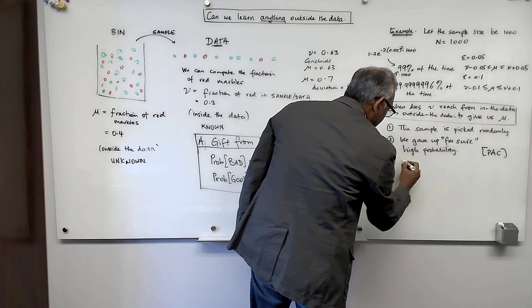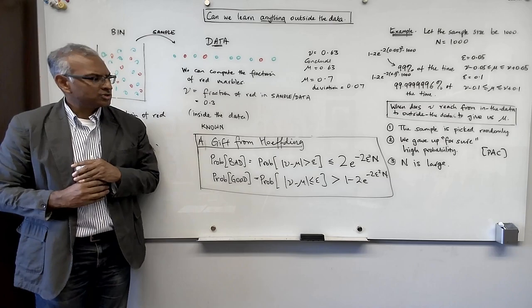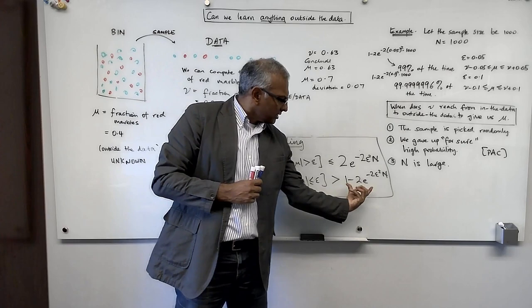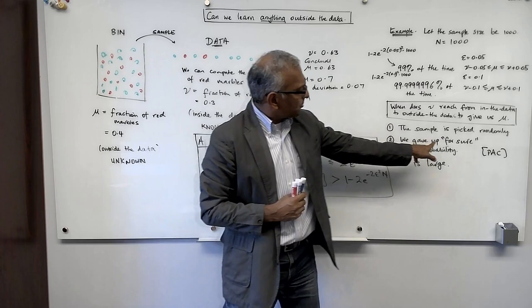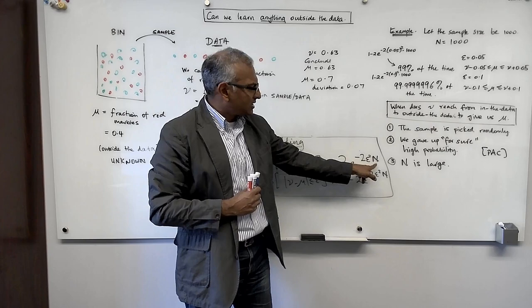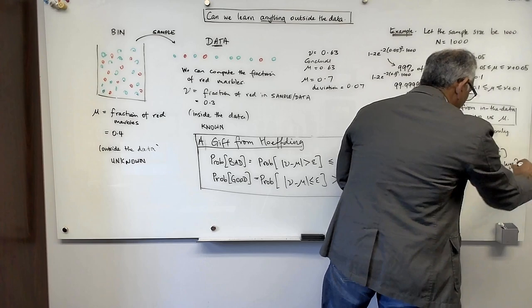N is large. So the larger the sample size, the more faith we have in the high probability nature of the conclusion. And the specific quantification of what's the probability that you're in the bad world is this. It's related to e to the minus epsilon squared n, up to some constants. So your epsilon squared times n should be large. So if you want to make a much stricter, tighter conclusion about mu, you're going to need a correspondingly larger n.